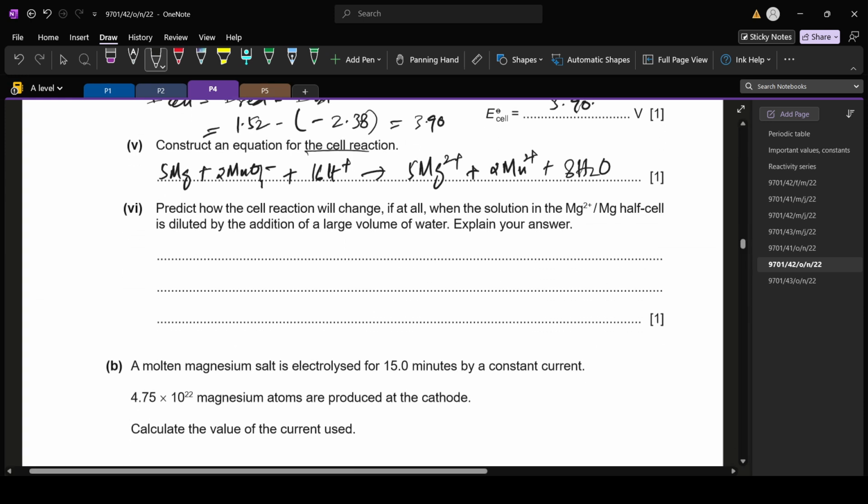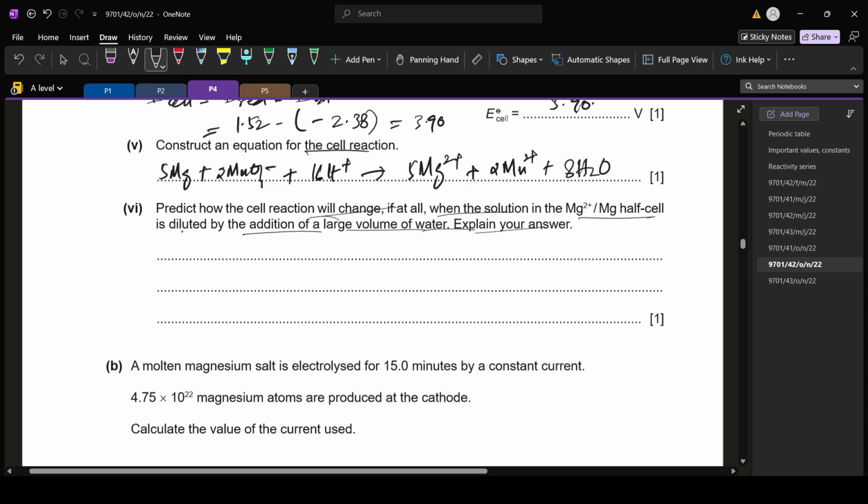Now predict how the cell reaction will change, if at all, when the solution of the magnesium 2 plus half cell is diluted by addition of a large volume of water. So when the large volume of water is added, you can see this.